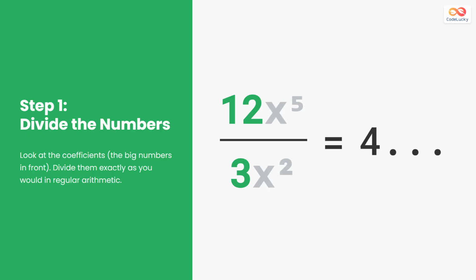Let's try an example. 12x to the fifth divided by 3x squared. First, look at the big numbers, 12 and 3. You simply divide them like normal. 12 divided by 3 equals 4.